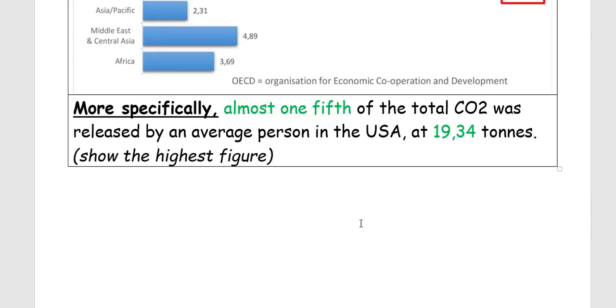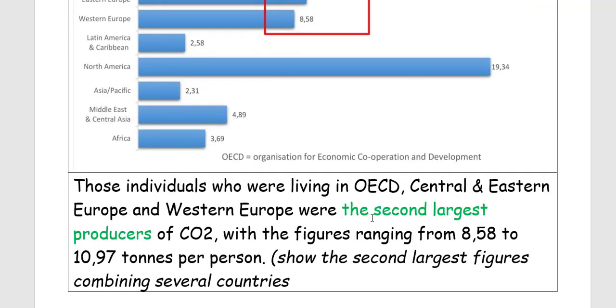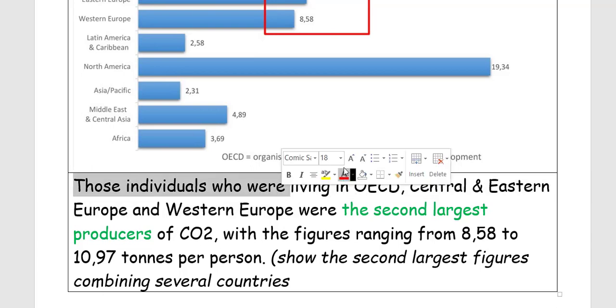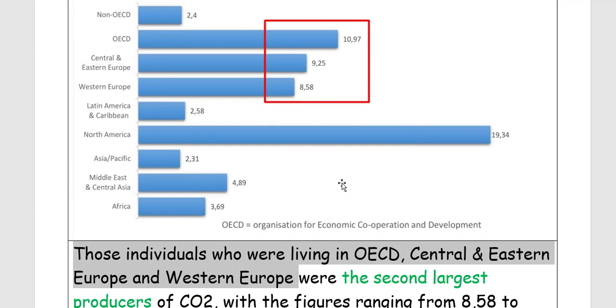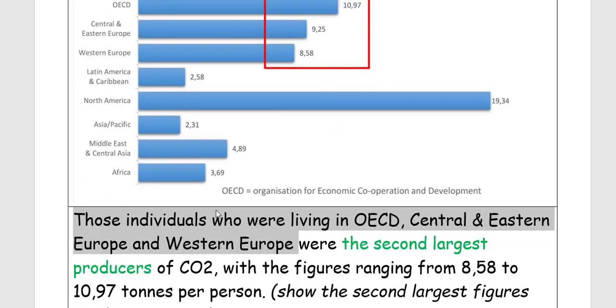Next, those individuals who were living in OECD, Central and Eastern Europe, and Western Europe. Now, okay, let's just look at all of those countries. So those who were living in OECD, okay, here we have this country. Next, Central and Eastern Europe, we have this area. In Western Europe, yes, we have this area, were the second largest producers of CO2.